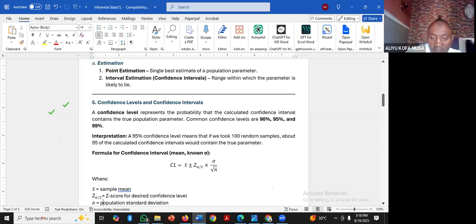A 95% confidence level means that if you took 100 random samples from a population, about 95 of those that you took and calculated a confidence interval with, they would contain the true parameter.